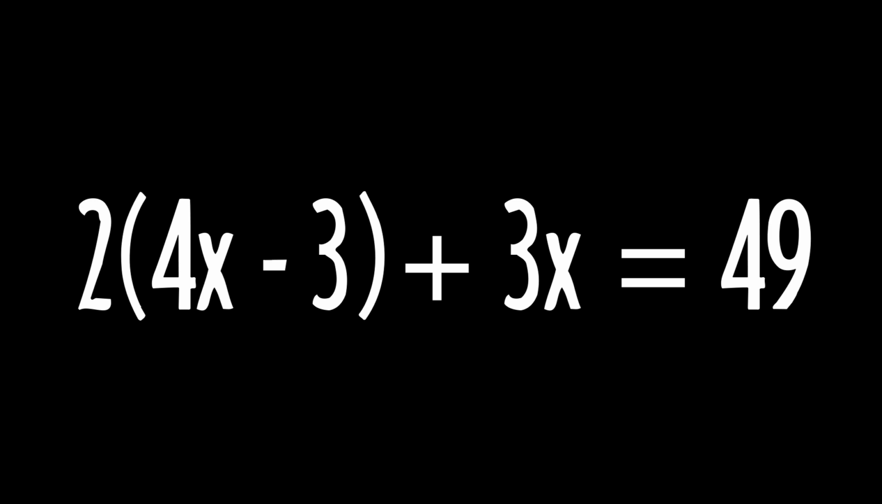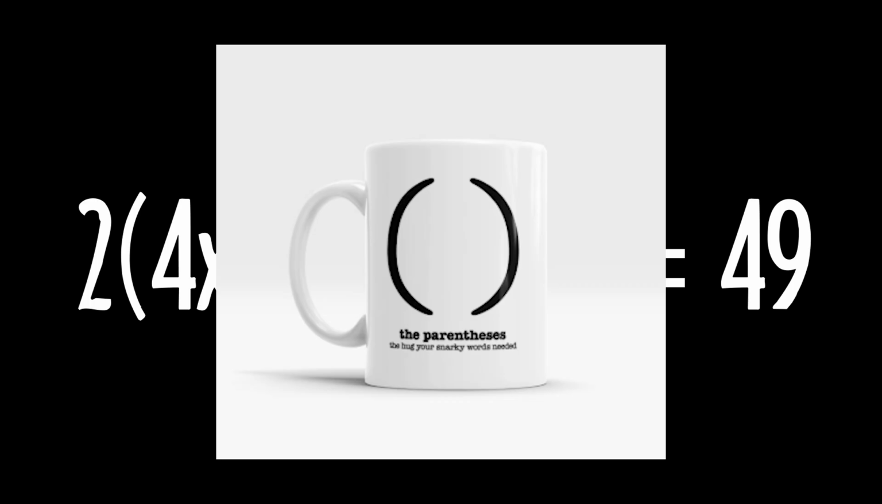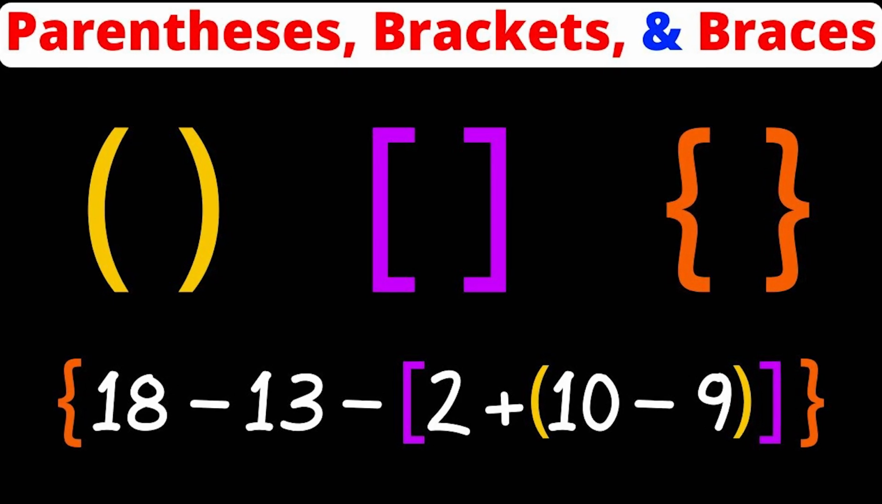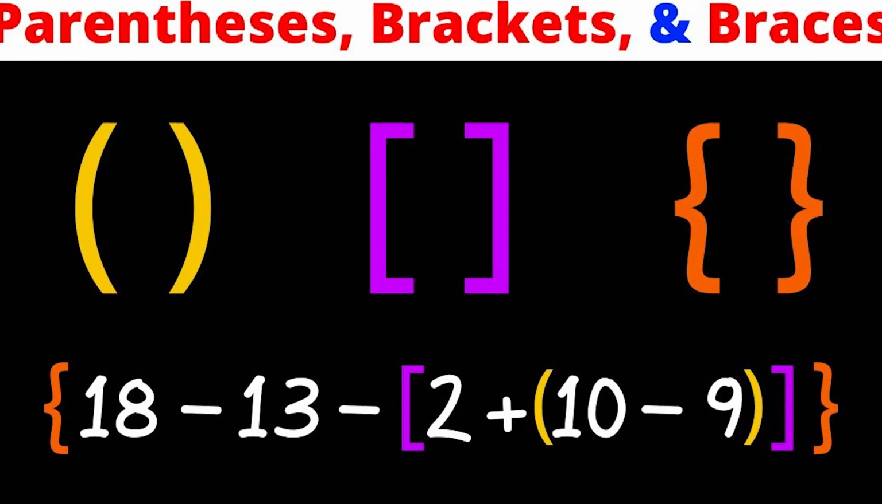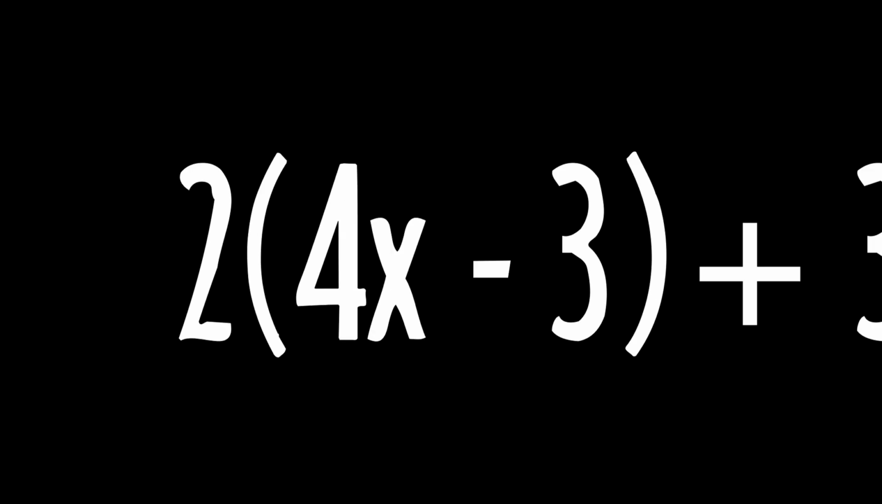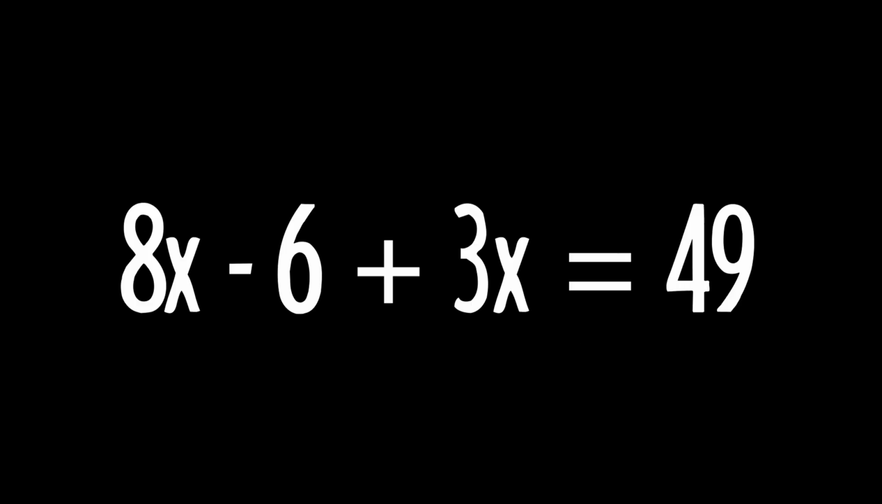Now this brings a new symbol into math. Parentheses. Now, parentheses and brackets are the same thing, but parentheses are usually used first. In this case, we have a 2 outside the parentheses, which means we will multiply each term by 2. So once we expand it out, we get 8x minus 6 plus 3x equals 49.